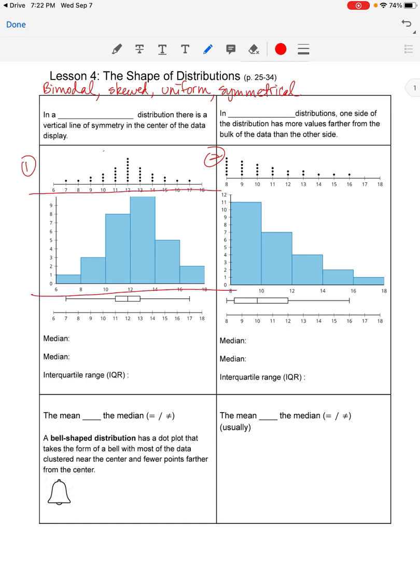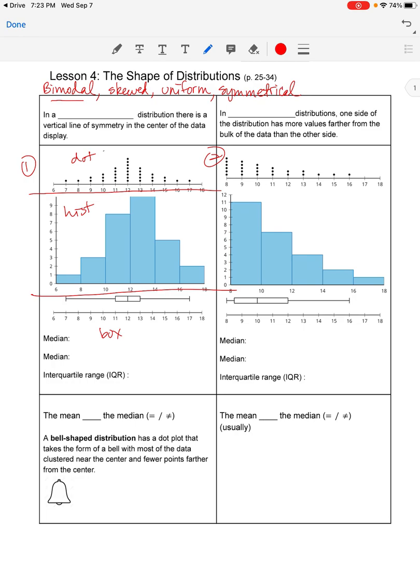I had cut these up, and people had to match up the dot plot with the histogram with the box plot. Get them all matched up. And then I gave them this sheet and they checked their answers. And then we had to name them.